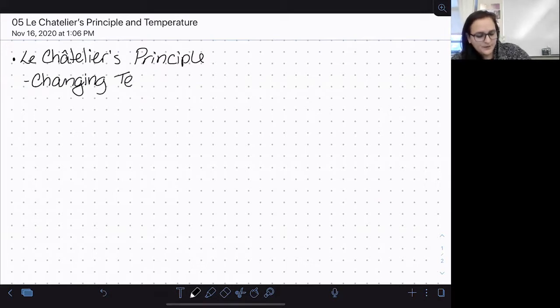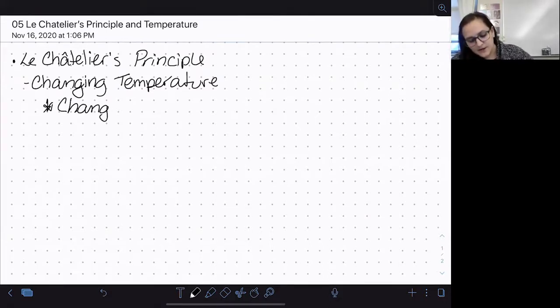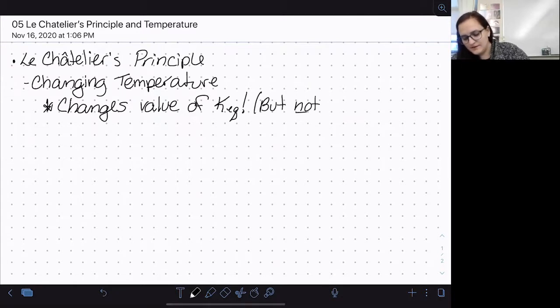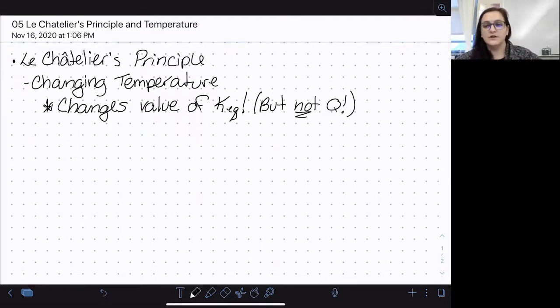Changing temperature is a little bit different than changing concentration in how it affects the system, because it actually changes the value of K. It changes the value of the equilibrium constant, but not the value of Q. So when we changed concentration, Q was changing and K remained constant. Now we have the opposite case. K is changing and Q remains constant, and the system is reacting accordingly to how K changed.